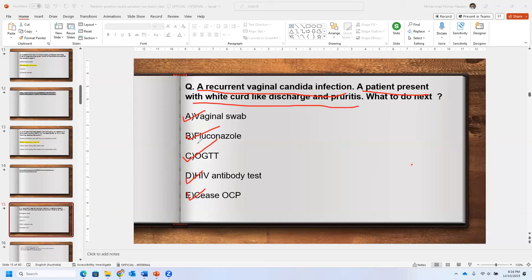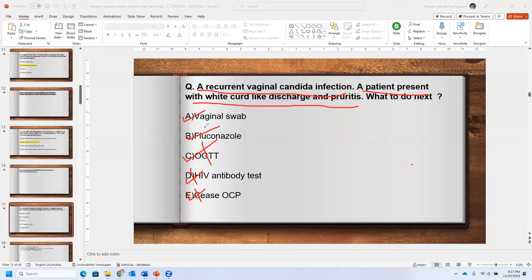OGTT can only be done afterwards. It's not the first step. OGTT can be done in a recurrent vaginal infection just to rule out if the patient is having diabetes or not. But it's not the first step whenever a patient comes to you with a vaginal discharge. The first step is to diagnose it. Doesn't matter if you already know the diagnosis. HIV antibody, we don't do it in vaginal candidal infection unless the OGTT is negative. Then we need to think about what's causing her to be immunosuppressed. Cease oral contraceptive pills. We don't know if the patient is on oral contraceptive pills. They haven't mentioned anything in the question about oral contraceptive pills. So this makes it null and void.